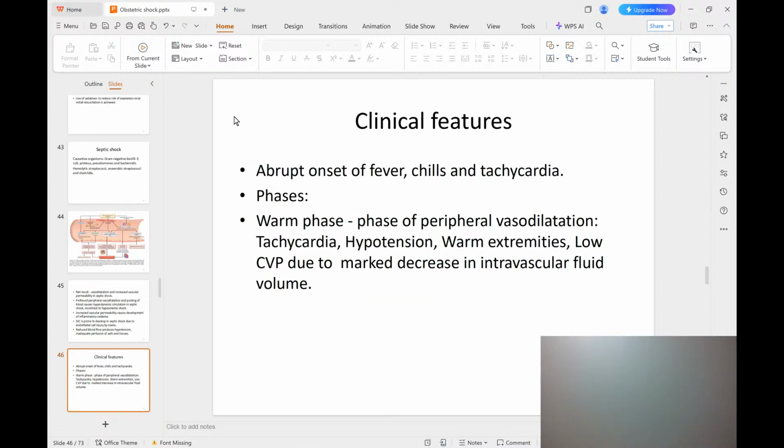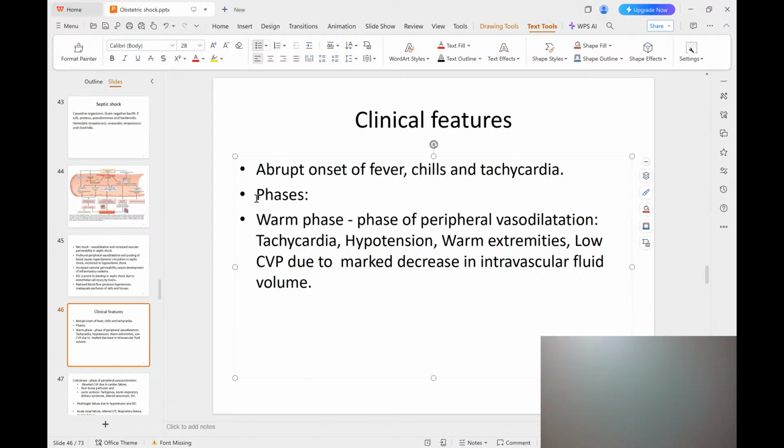So there will be abrupt onset of fever, chills, and tachycardia. There will be phases like warm phase and cold phase. In warm phase, there is peripheral vasodilation where there will be tachycardia, hypotension, warm extremities, low central venous pressure due to marked decrease in intravascular blood volume.